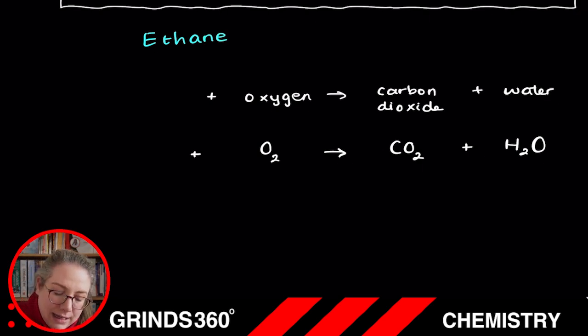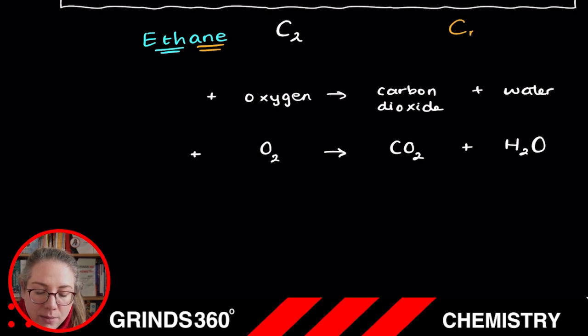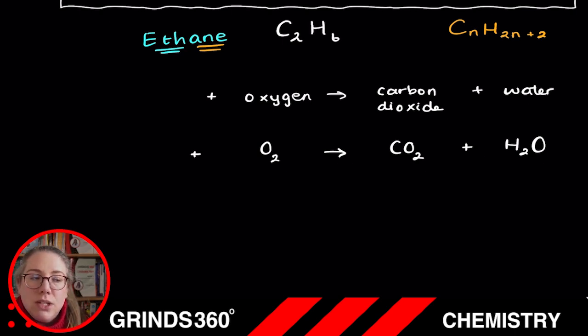Now, ethane, eth, that is 2 carbon atoms. So that's going to be C2. It ends in ane, which is an alkane. Alkanes have the general formula CnH2n+2. So to work out my number of hydrogens for ethane, it's 2 times 2 is 4 plus 2 is 6. So it's C2H6.